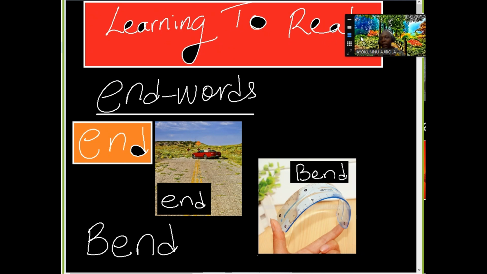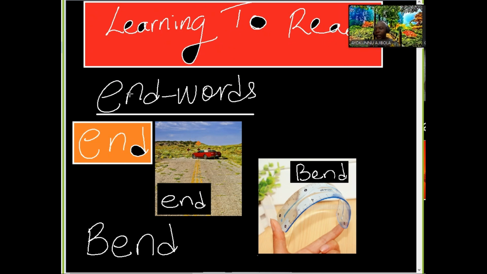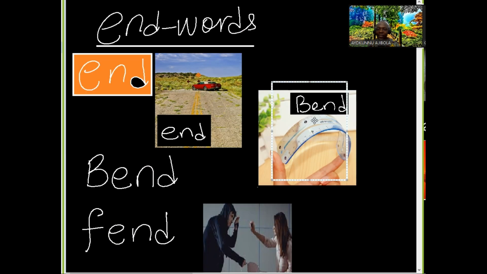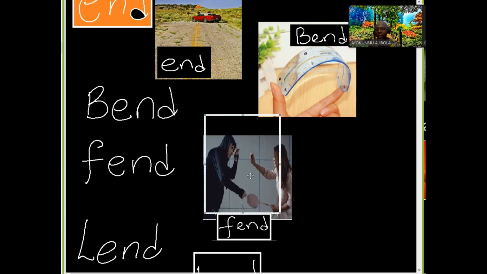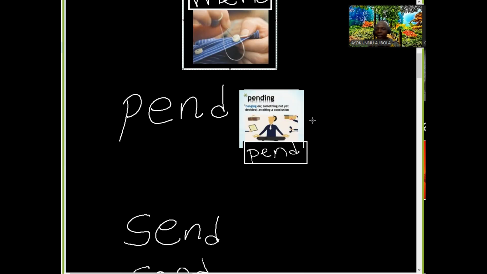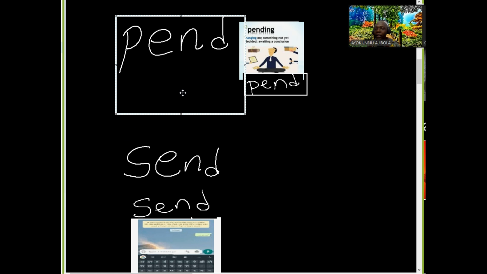Okay. Now, learning to read. End words. Say end words. Say end. End. Very good. Say bend. Bend. Very good. Say friend. Now say lend. Now say mend. No, mend. Mend. Now say pend. Pend. Now say send.